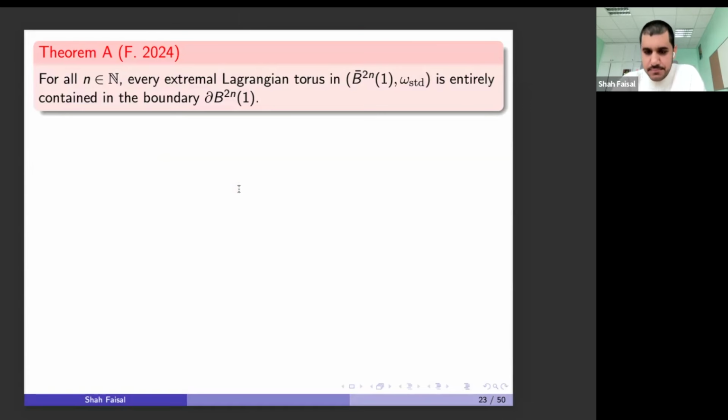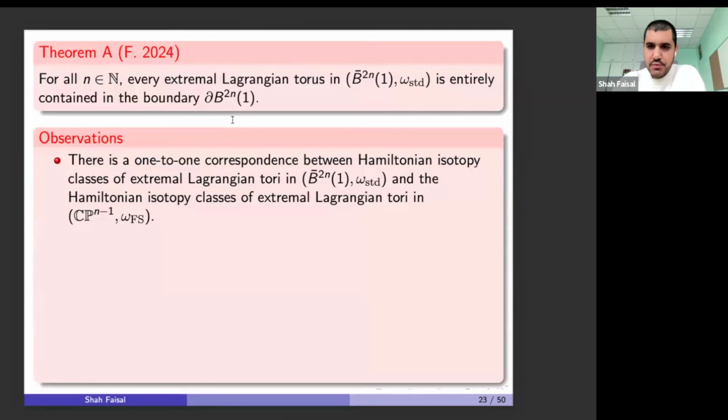In my PhD thesis, I proved that for all n, every extremal Lagrangian torus in the unit ball lies on the boundary. And there are some observations one can make based on this result. Hamiltonian isotopic classes of extremal tori in the unit ball are in one-to-one correspondence with the Hamiltonian isotopic classes of extremal tori in CPN-1. If any extremal torus in the ball is on the boundary, then under symplectic reduction it goes to CPN-1.